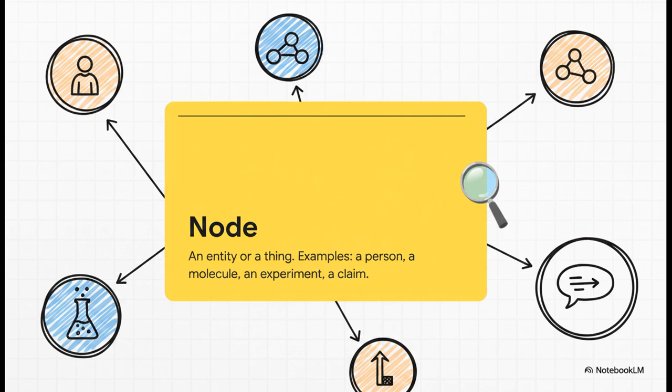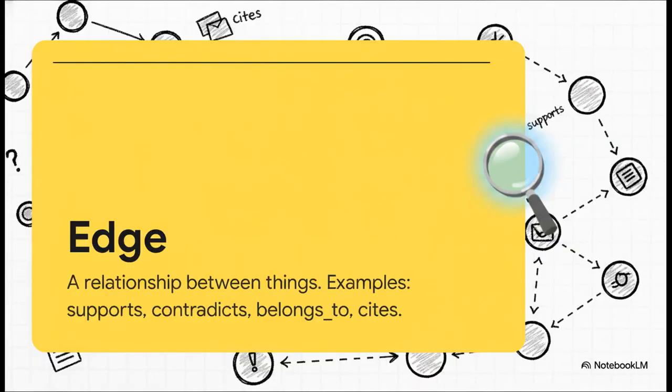Right now, it all starts with something called a node. A node is just a thing, an entity. It could be a person, a scientific claim, an experiment. Think of it as the noun in our data story. But honestly, the nodes themselves aren't where the magic is. The magic is in how we connect them.